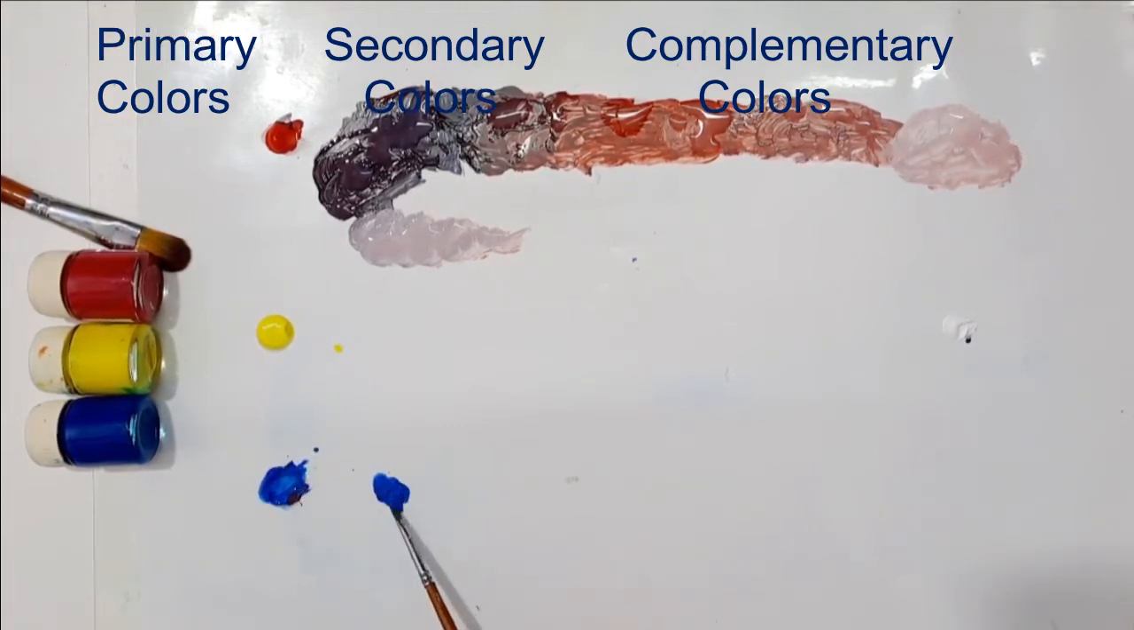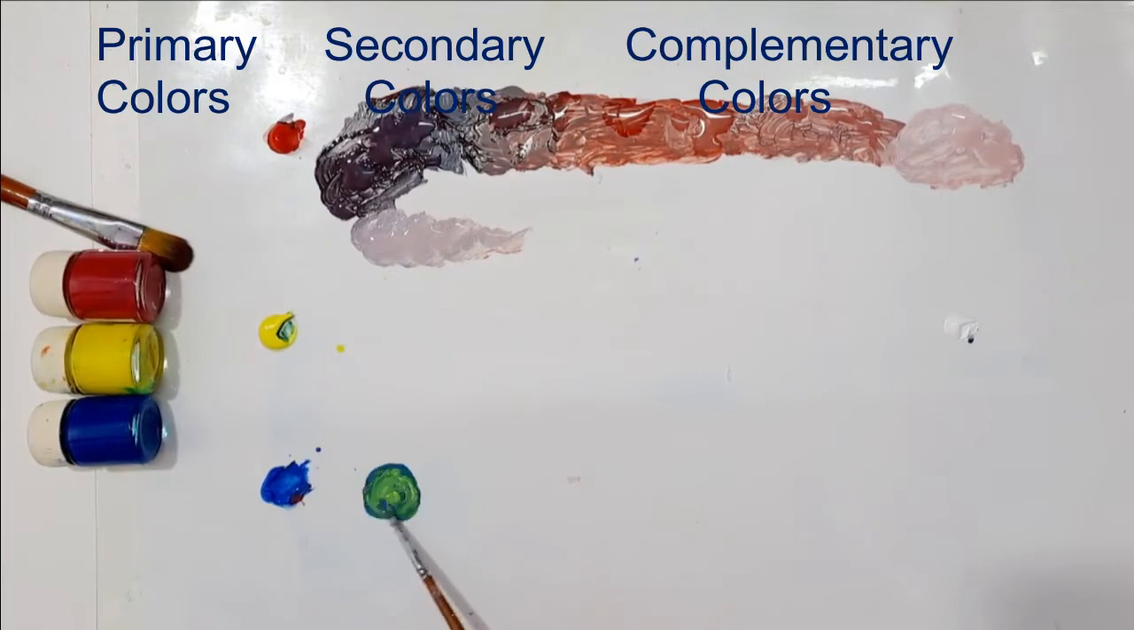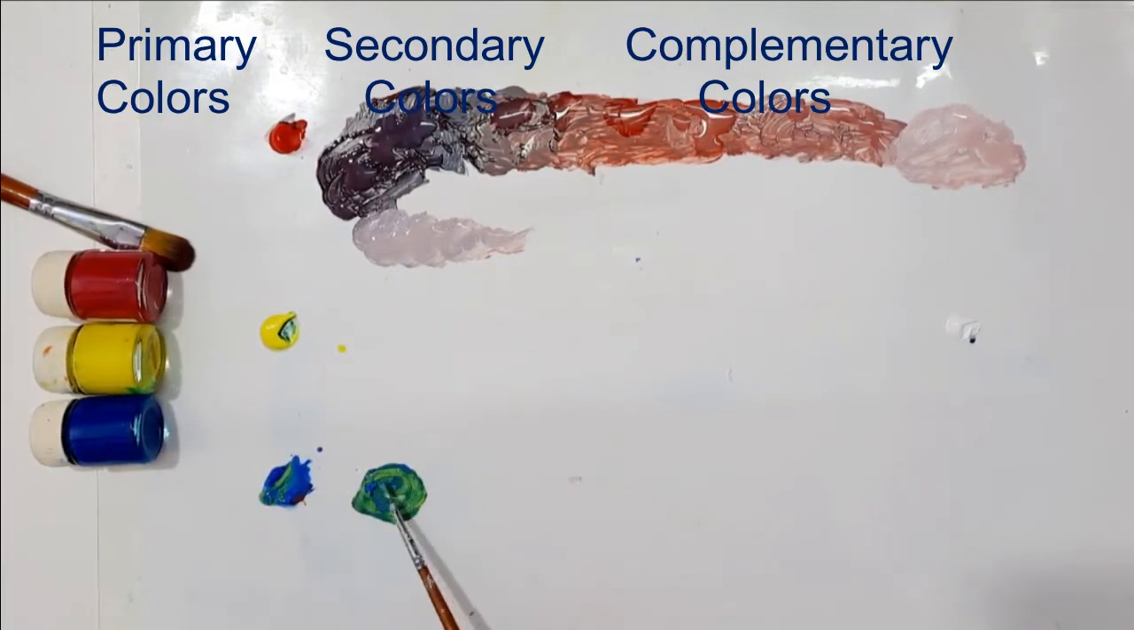The same thing, now I am picking the yellow and blue, in the ratio 1:1 or 2:2 or 3:3, and mixing well together. Now you can get the green color.